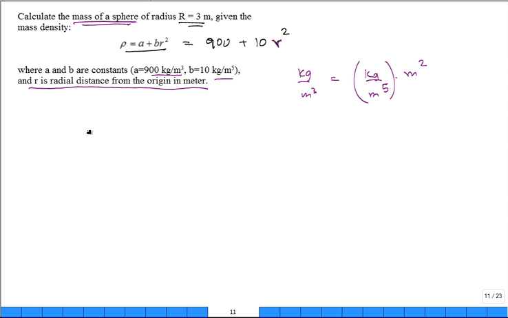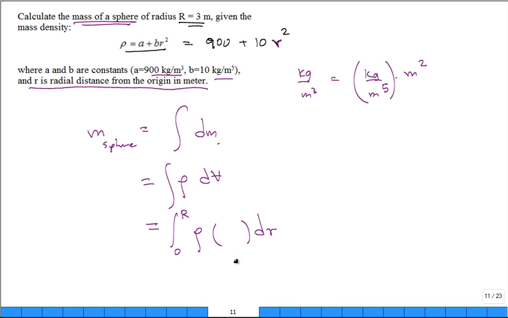How would I calculate the mass of the sphere? I would sum up little chunks of the mass over all of the sphere. The little chunk of mass is the mass density times a little chunk of volume. And I probably want to work in spherical coordinate systems. And so I'm going to do a one-dimensional integral with respect to r going from 0 to capital R. I just have to remember the right dV for every little dr. And what is that?